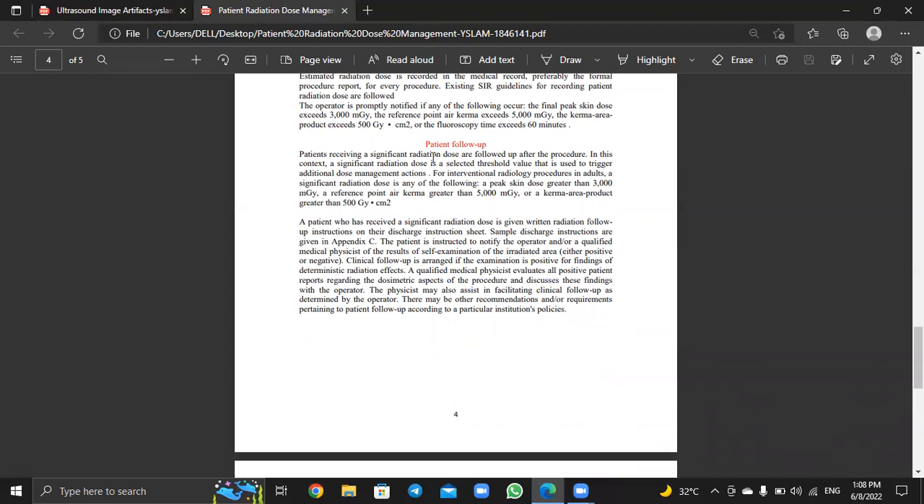So the last one is patient follow-up. After recovering from the significant radiation dose, you have to follow up by some procedure. And this, I wrote down every procedure that the patient needs in order to make sure that everything is going well with that patient.